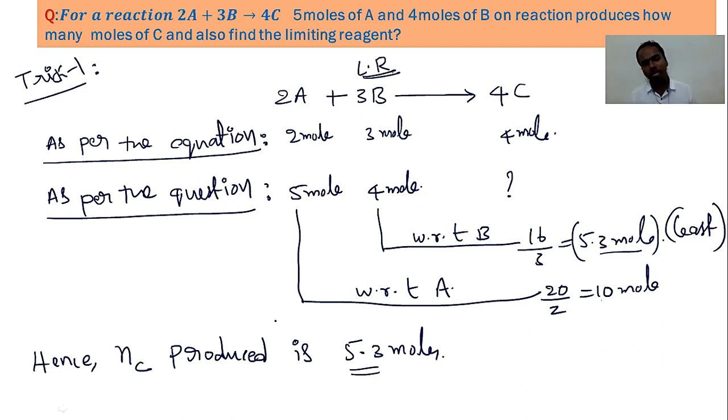So this is trick one. In trick one, how can you find the limiting reagent? The reactant which can produce the least quantity or least number of moles of product is called the limiting reagent. Now, see trick two, by taking the same question.